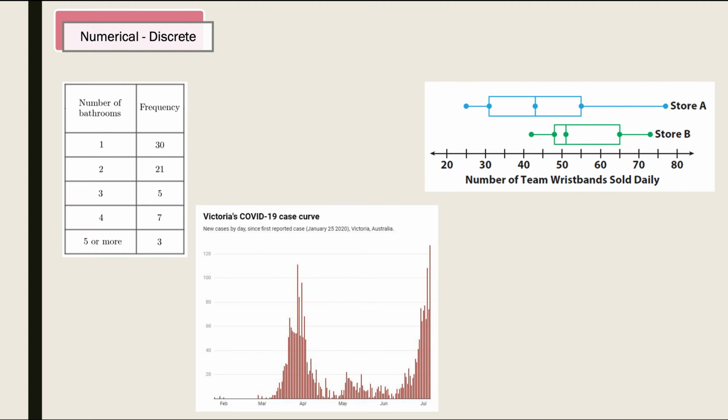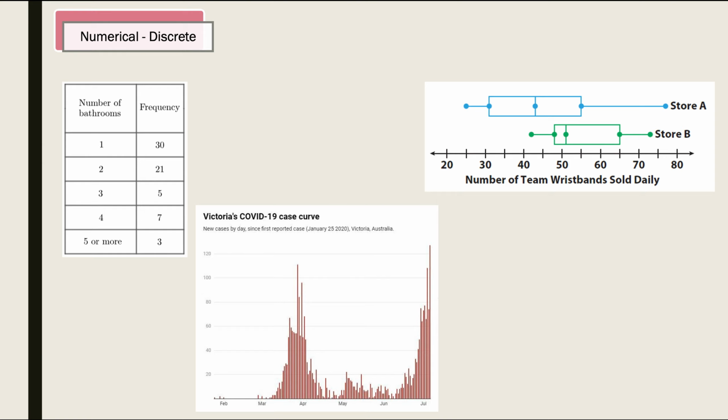Okay? Now let's look at numerical discrete data. So this one, for example, in the first frequency table, we have number of bathrooms. So again, here I cannot have 1.1 bathrooms or 1.7 bathrooms. I have 1, 2, 3, 4, or 5 or more. Those are the options. And then we have the frequency there.